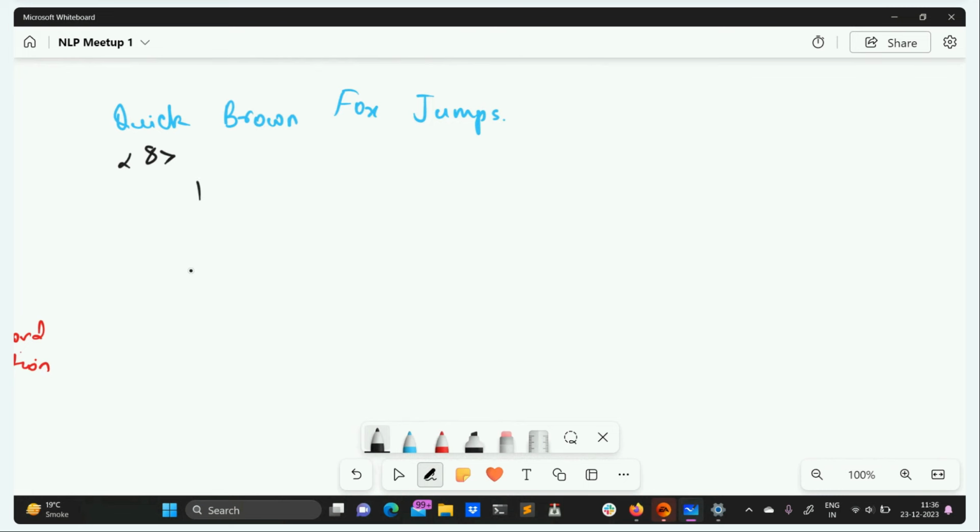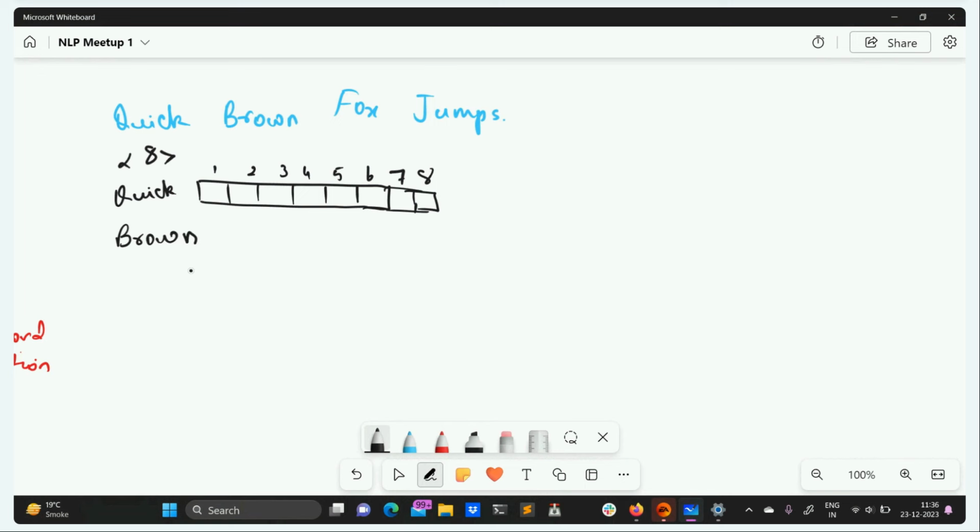So I would have a size 8 vector. First component, second component, third component, fourth component, fifth component, sixth, seventh component, and eighth component. This is the vector for quick. Brown would have a similar vector, right? A fox would have a similar vector, and jumps would have a similar vector.